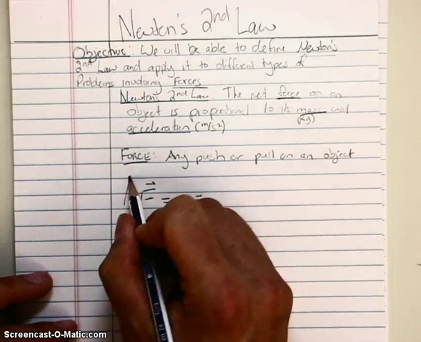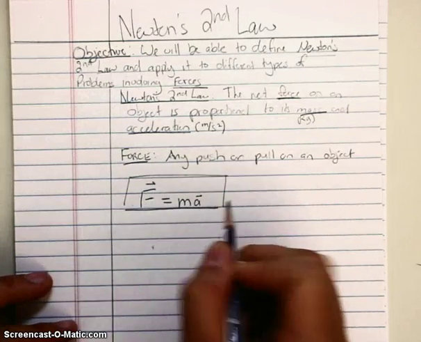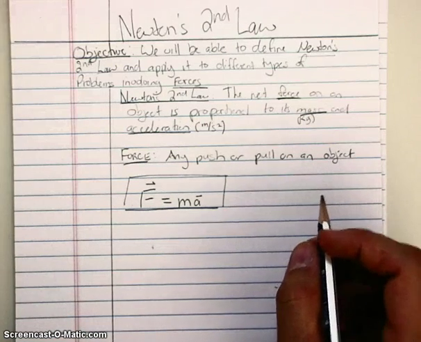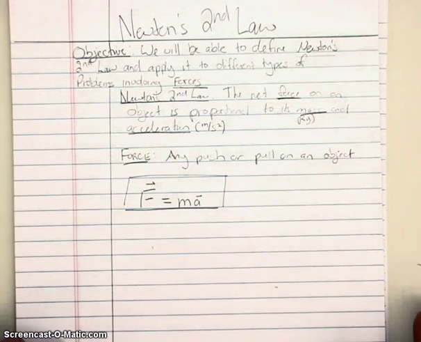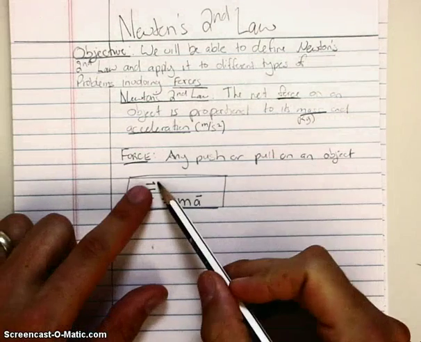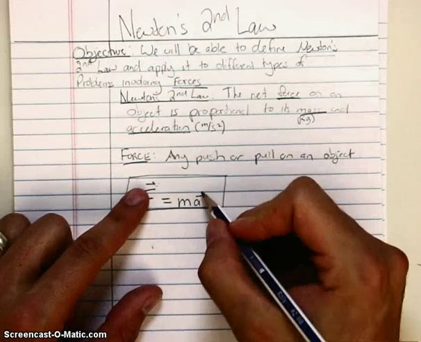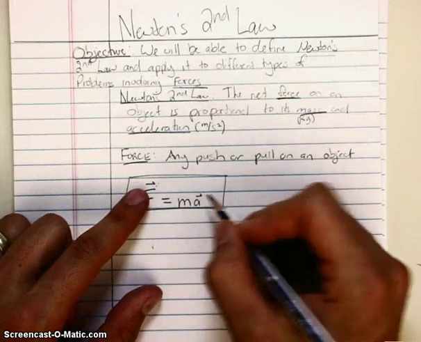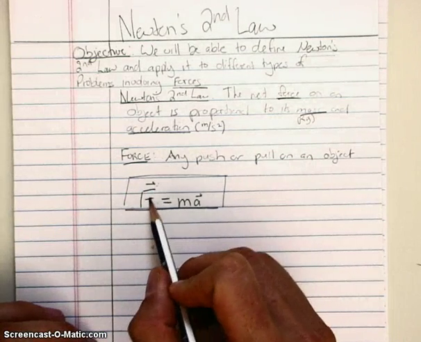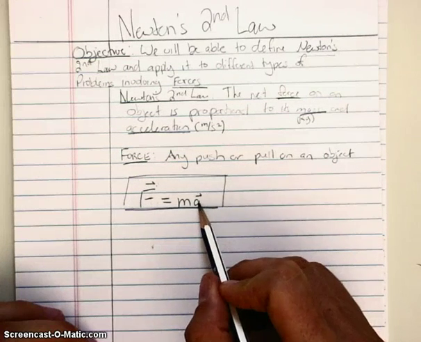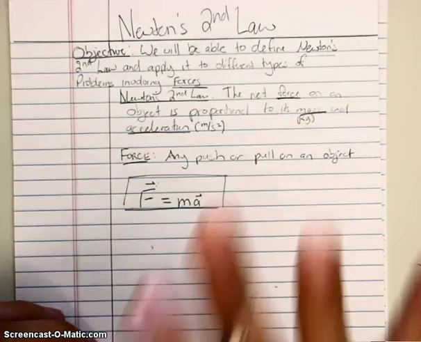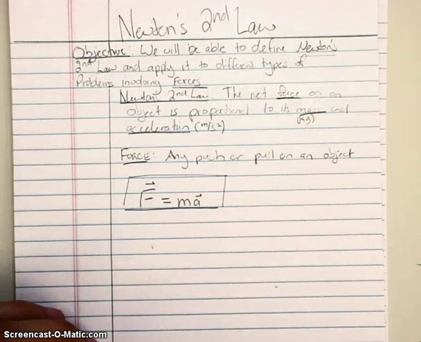This is the most important equation you are going to use in this class. I'm going to say that again: it is the most important equation you are going to use in this class. You're going to use this over and over again. Notice I drew little arrows over F and over a. That just means that these are both vectors. They have a direction. So force has magnitude and direction, and acceleration has magnitude and direction. Mass is just kilograms, and that's a scalar.